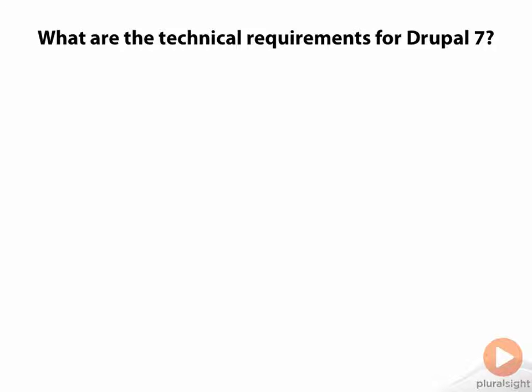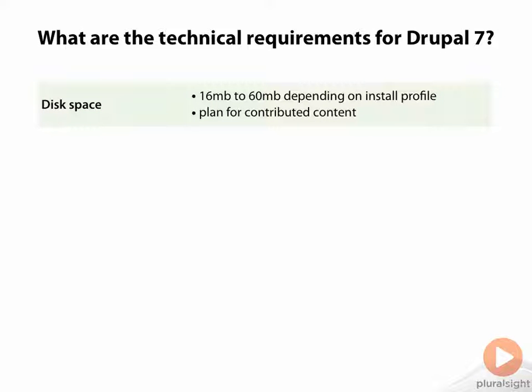First, a quick look at the technical requirements. Disk space-wise, you're going to need 16 to 60 megabytes, depending on your specific installation profile and the modules and themes that you choose. But remember, you have to plan for contributed content as well over time.